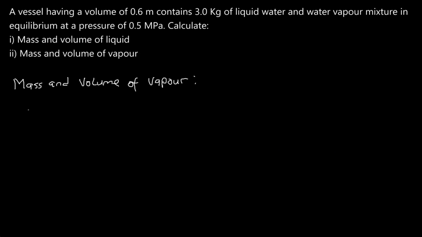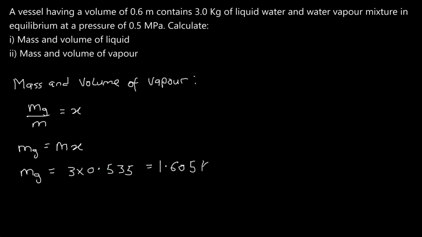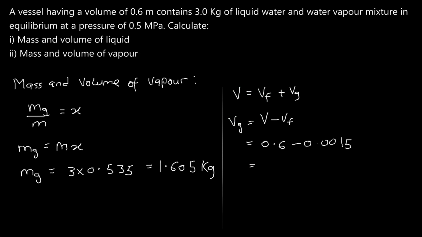To find the mass and the volume of the vapor, we know that our dryness fraction equals the mass of the vapor divided by the total mass of the mixture. So the mass of our vapor equals our dryness fraction multiplied by the total mass, and we obtain the mass of our vapor to be 1.605 kilograms. And to find the volume of the saturated vapor, we simply subtract the volume of the liquid constituent from the total volume, and we obtain 0.5985 meters cubed as our volume.